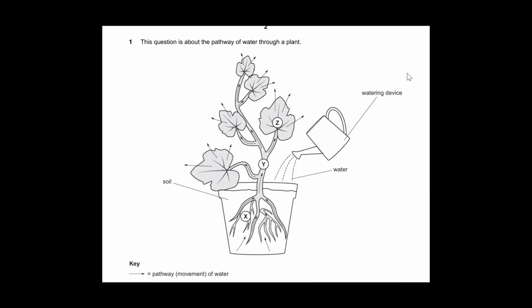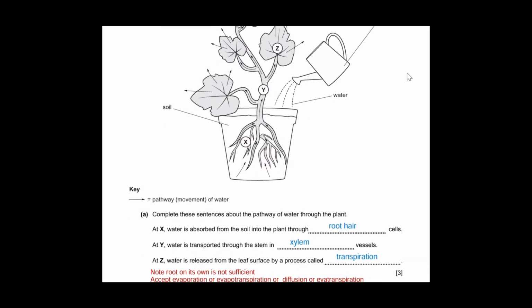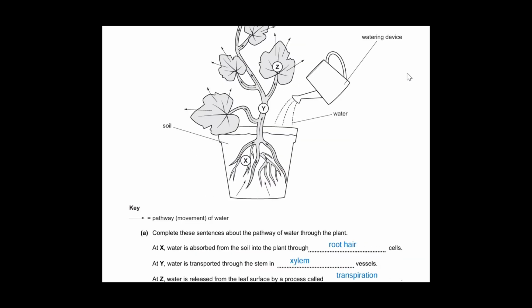Here's the first question. The question is about transport of water in plants. You should by now remember how water is transported within the plants. This question is testing your knowledge on that. Let's start with the first question. Looking at the diagram, the question is asking you what exactly is happening at stage X. We can see clearly from this diagram that at stage X, water is being absorbed by the roots.